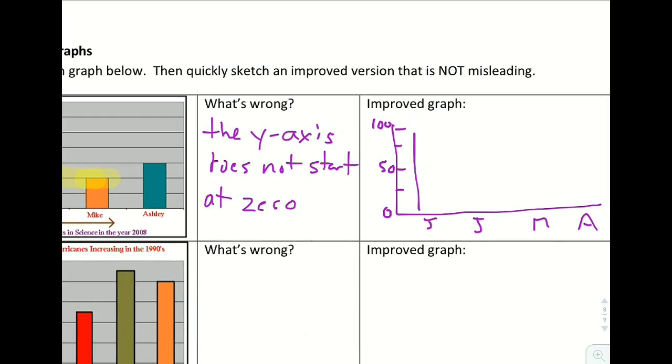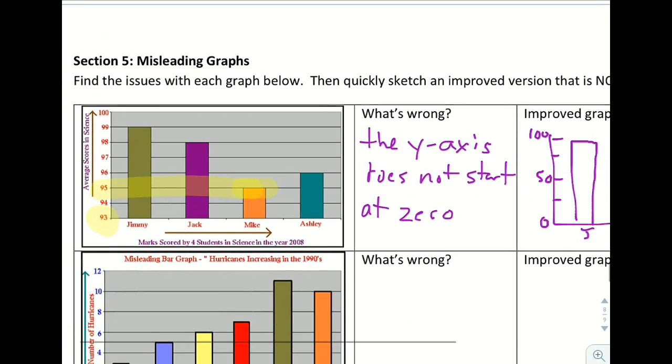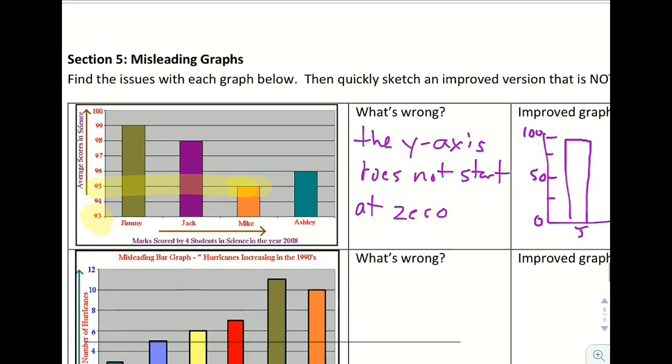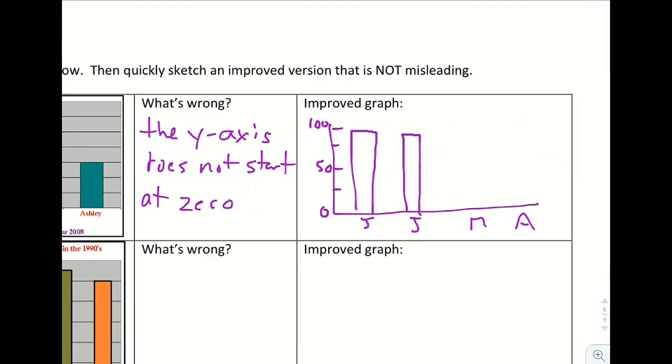So the first one goes to 99, just under 100. The next one goes to virtually the same spot, just a hair lower. Mike at 95 and Ashley at 96. And as you can tell here, these bars look like they're almost all the exact same length, and that's because in fact they almost are. The lowest score is a 95, the highest is a 99. They're all within 4% of each other, so it makes sense that all the bars on the graph would look very similar.